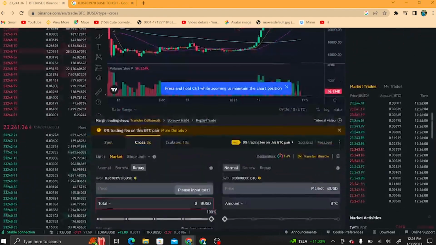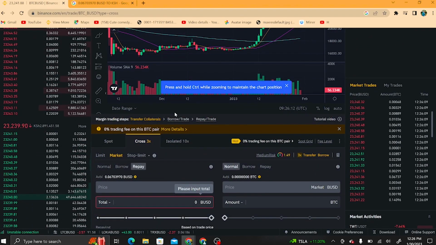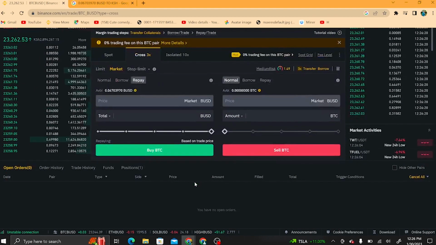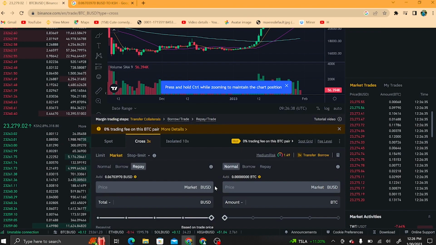But remember, the interest rate will only be free if you borrow a maximum of 500 BUSD. That is the maximum you are given here. So it's simple: 500 BUSD, 0 interest rate. That means you can borrow on the margin and trade at a 0 interest fee.